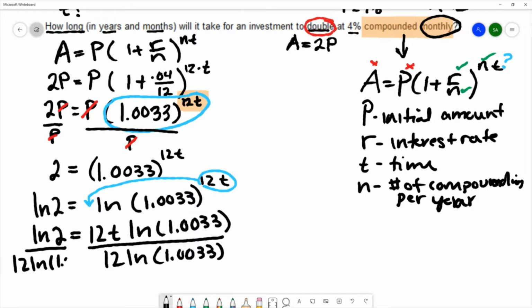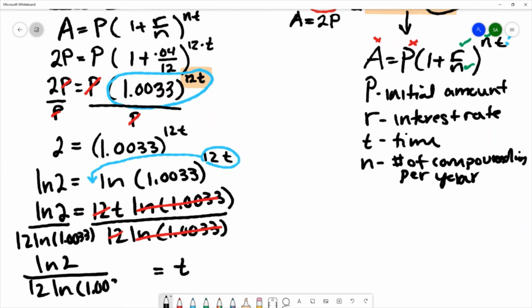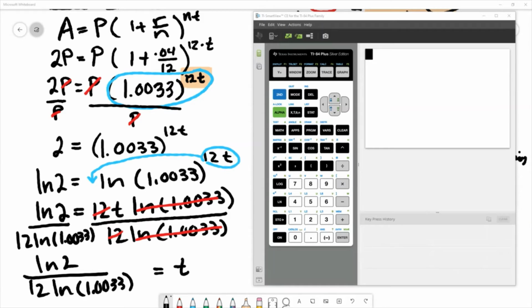We're doing the same thing on both sides. So that's going to cancel out the 12s, cancel out the natural logs, and I have t equals natural log of 2 over 12 natural log of 1.0033. We'll type this in the calculator to get the time.